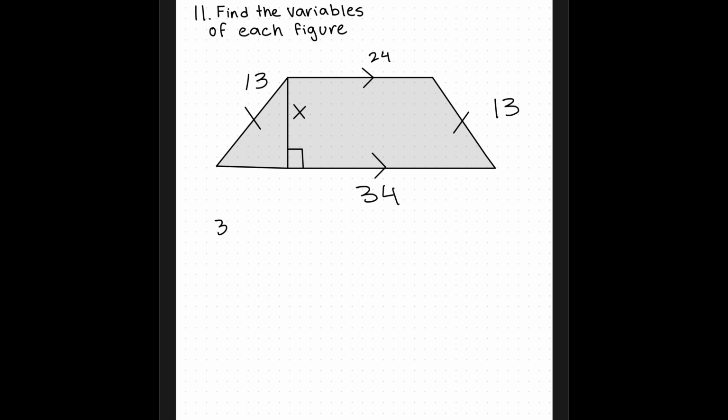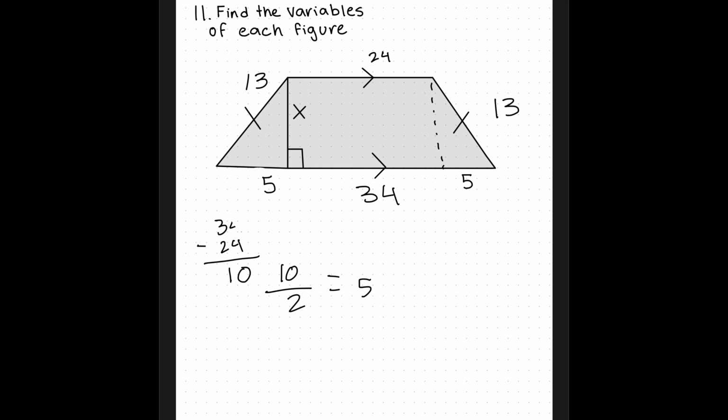So we'll do that now. 34 minus 24 equals 10. So we have our bottom equals 10. And now since the entire bottom of the base is 34, because the trapezoid is perfectly symmetrical, we have to split the 10 evenly between the two outer triangles. So 10 divided by 2 equals 5. This would equal 5 and this would equal 5.